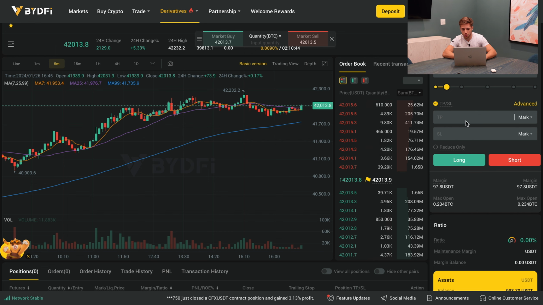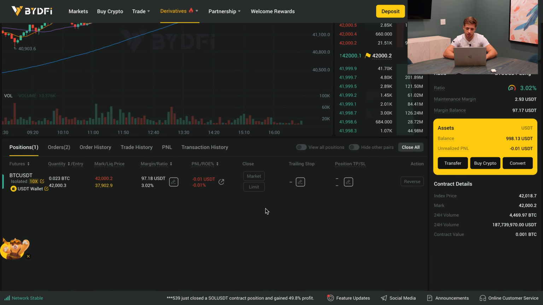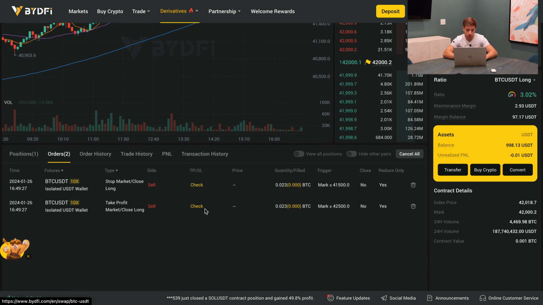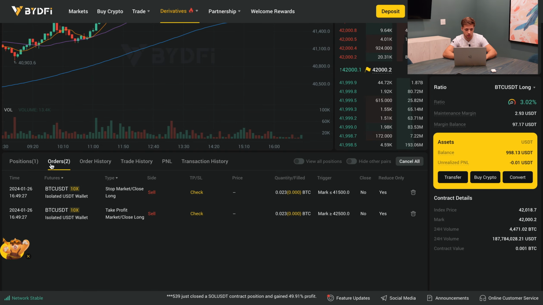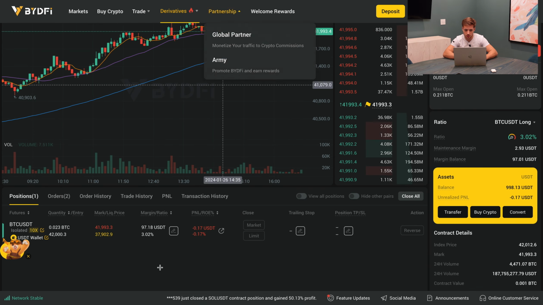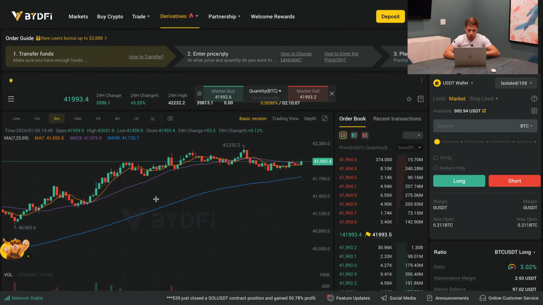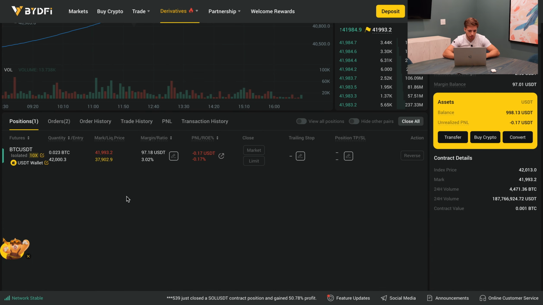Take profit and stop loss. Let's say we put 42,500, stop loss 41,500. Now we're gonna go long, price gap 10%, and I can see the position is open now. There's two orders, because one is the take profit and the second is the stop loss. You can see the liquidation price would be $37,000. So if we get to this price, the position would be immediately closed on a loss. But if you get to 42,500, then it would be a profit, because that is our take profit.